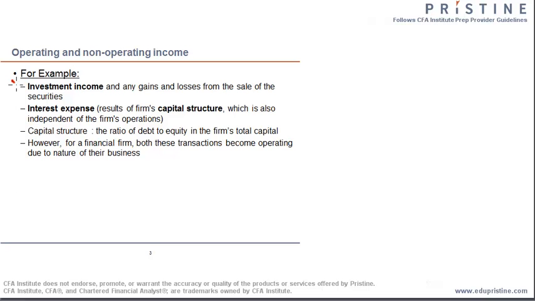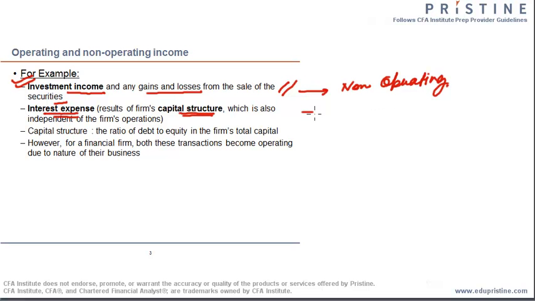Let us see some more examples of operating and non-operating income. Investment incomes or any gains and losses from a sale of securities would be classified as what? This would be investment income and hence would be non-operating in nature from a manufacturing firm perspective. Similarly, interest expense or interest income are part of the capital structure of the company and are not related to business operations, and hence will also be called non-operating in nature. One should know that capital structure is nothing but the ratio of debt and equity of the firm.